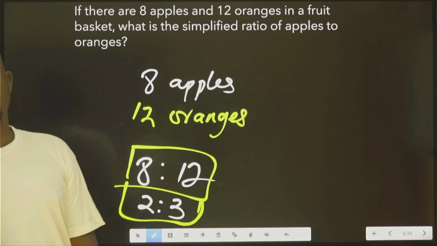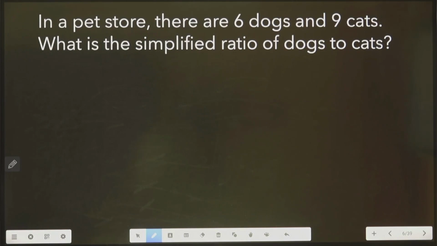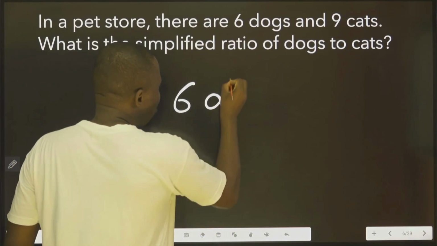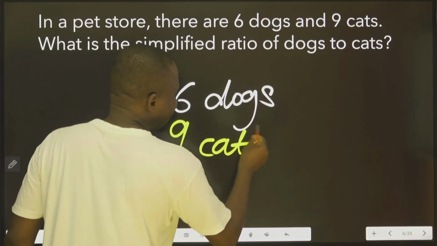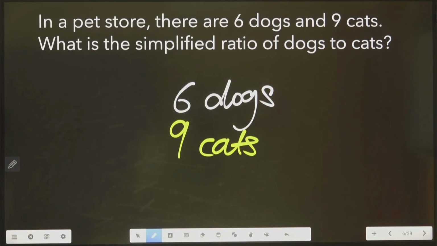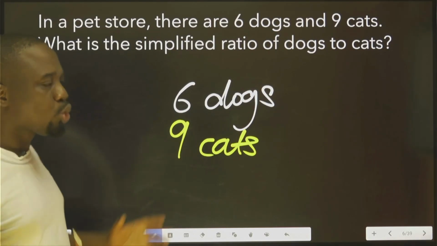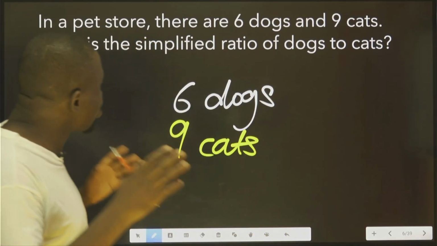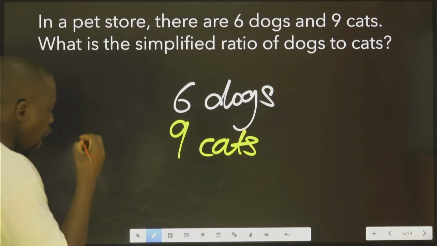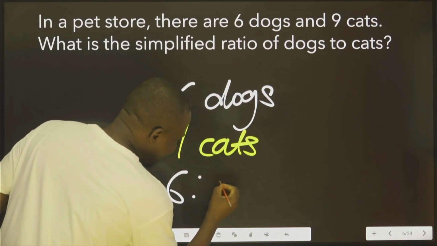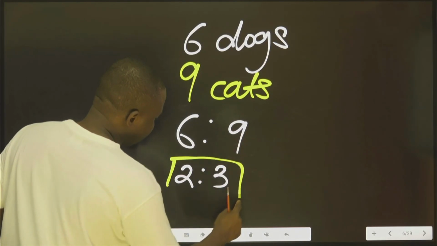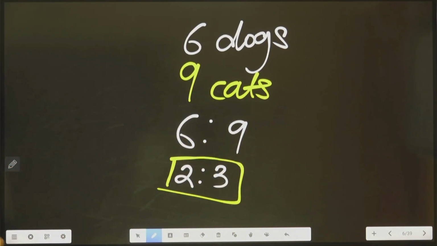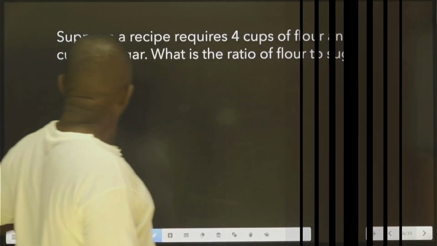Either of them, we capture the information. Okay? Look at this. In a store, there are 6 dogs and 9 cats. Okay, what is the simplified ratio of dogs to cats? The simplified ratio of dogs to cats. Dogs to cats. 3 into this is 2. 3 into this is 3. 2 to 3. The simplified is what? 2 to 3.